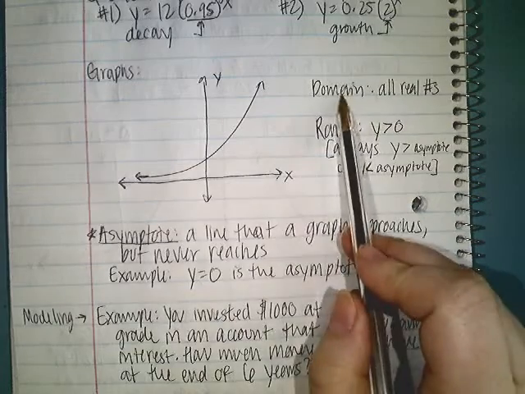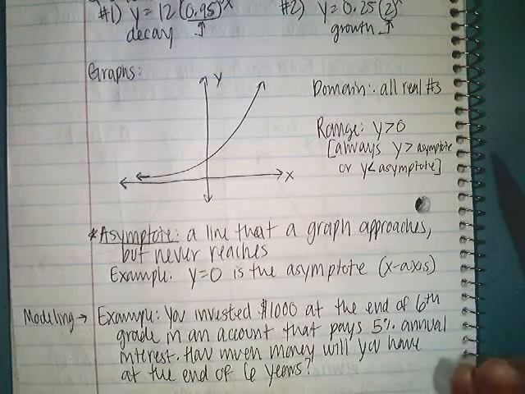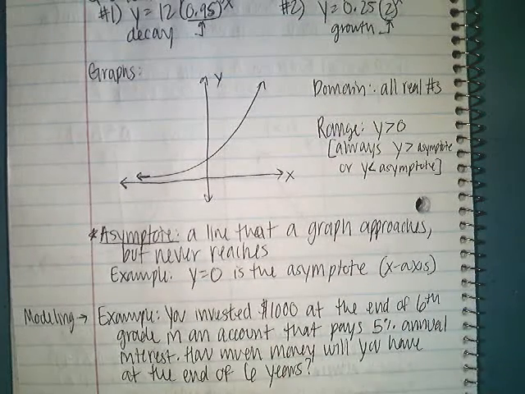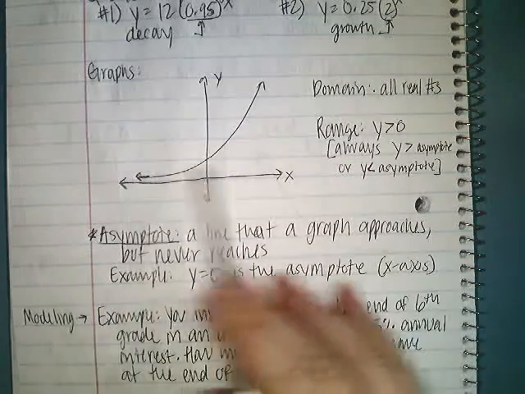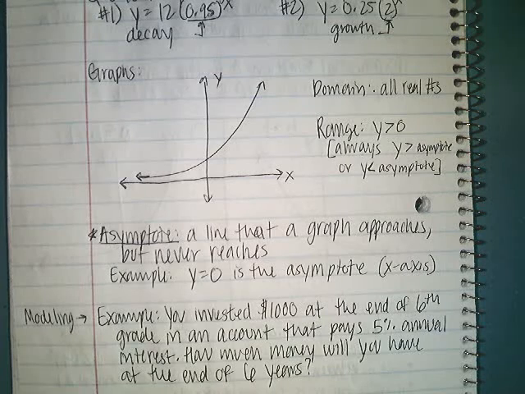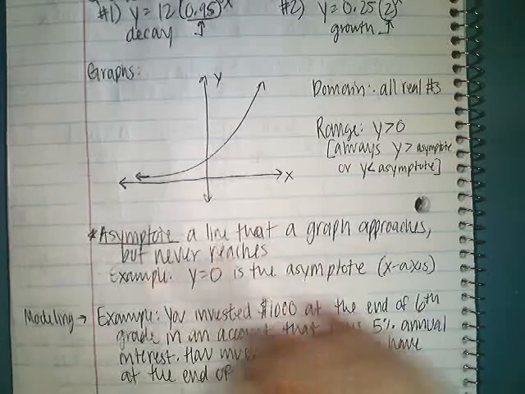The other thing is our domain is all real numbers. Again, there's no variable in the denominator, and there's no square root or even root of x. So our domain is just all real numbers. We can plug in any x value we want, and we will never have an undefined situation. So that's it for exponential graphs.